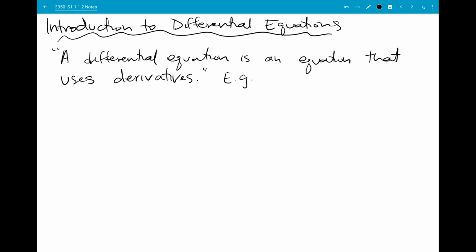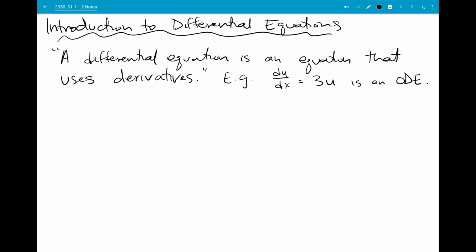So the example that we're going to talk about for a little bit here is going to be the equation du/dx is equal to 3 times u. That's an equation, it has an equal sign in it. It has a derivative in it, du/dx, so it's a differential equation. And the way I'm going to abbreviate differential equation is ODE, or DE if I'm being especially lazy.